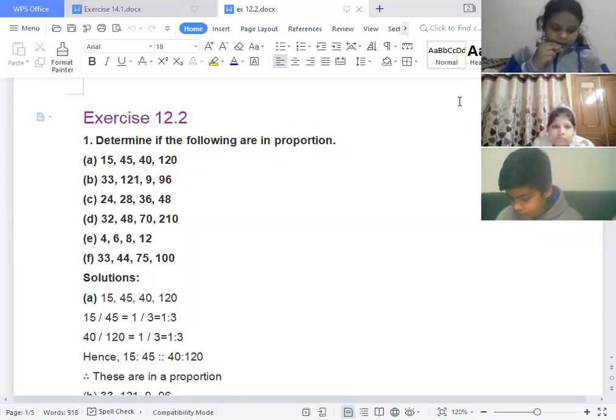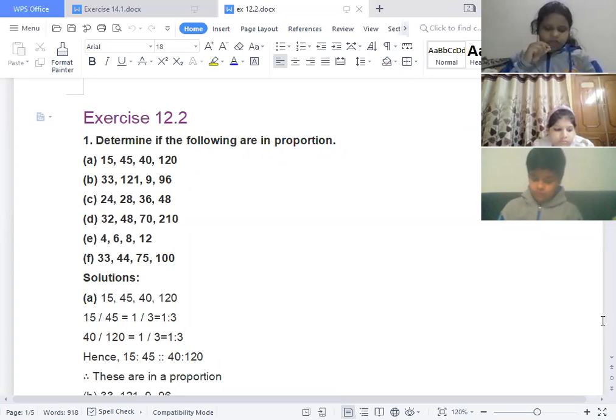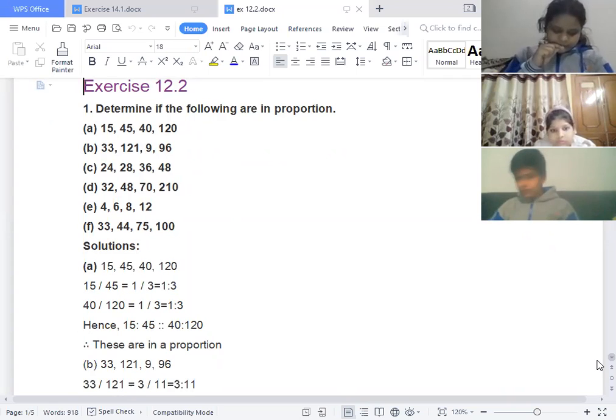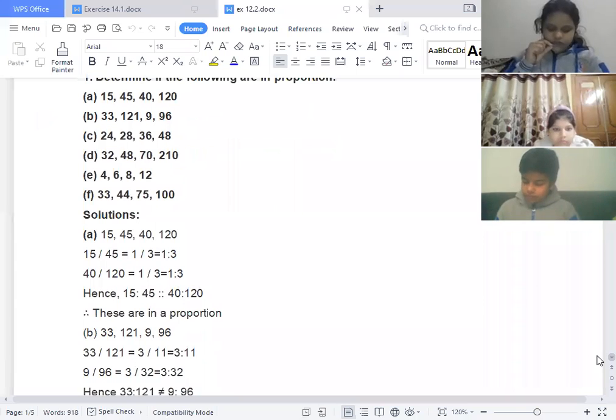Here the ratio of 33 and 121 equals 33:121. 11 3s are 33, 11 11s are 121. Absolutely right. So the answer will be 3:11. Very good. The ratio of 9 and 96 is 9:96. 3 3s are 9, 3 32s are 96, so the answer is 3:32.